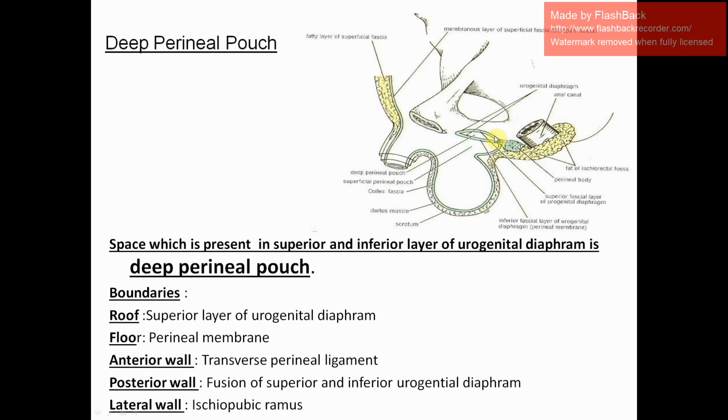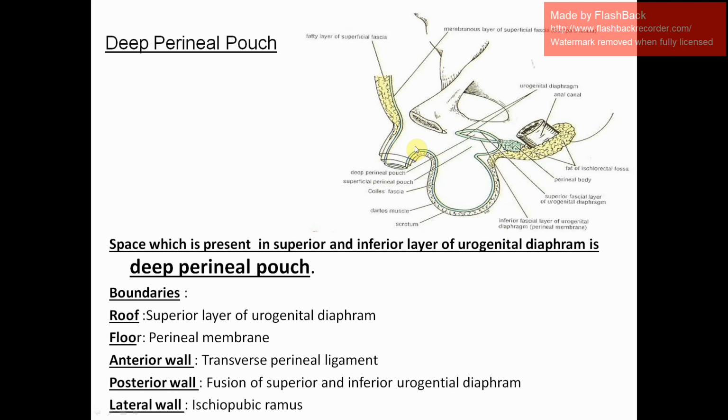Now we'll see the boundaries of the deep perineal pouch. The roof is formed by the superior layer of the urogenital diaphragm. The floor is formed by the perineal membrane or inferior layer of the urogenital diaphragm. Then the anterior wall is closed. It forms the transverse perineal ligament. The posterior wall is the fusion of the superior and inferior layers of the urogenital diaphragm, and the lateral wall is formed by the ischiopubic rami.